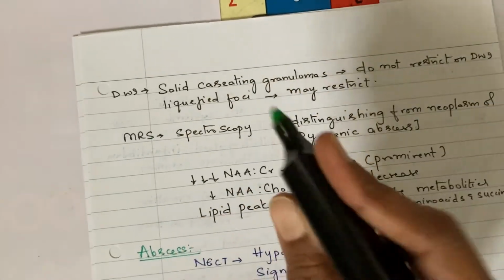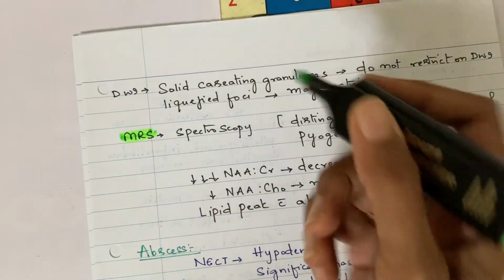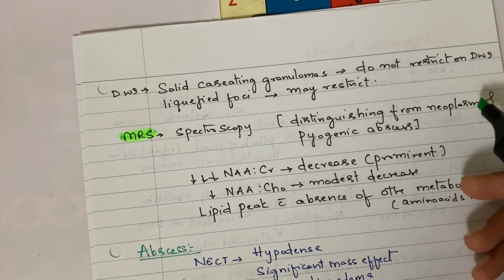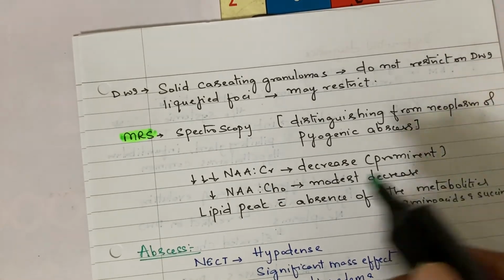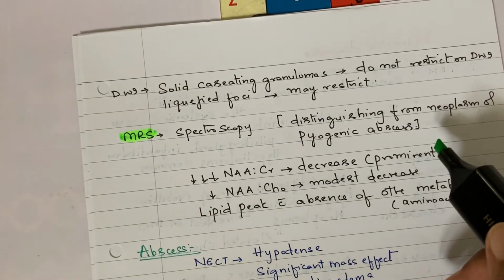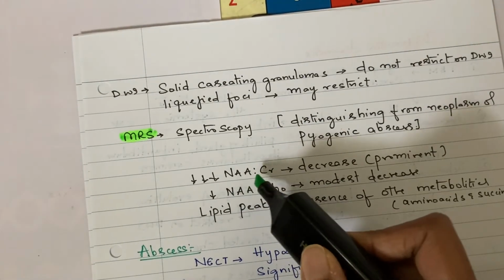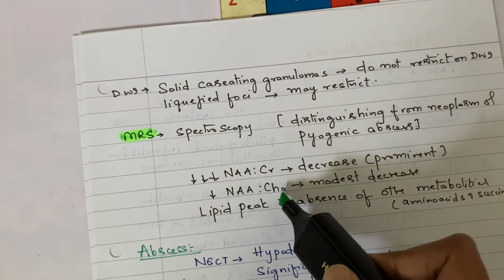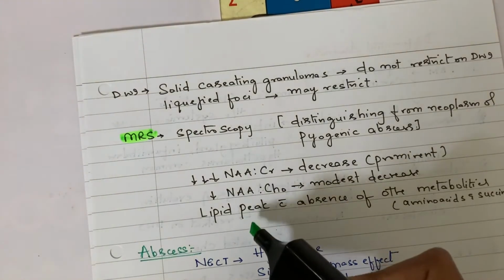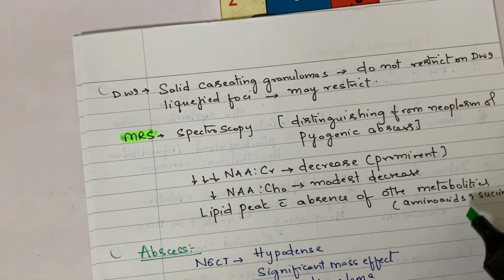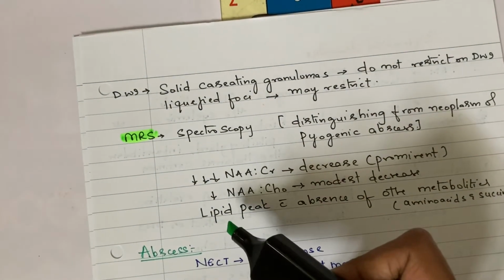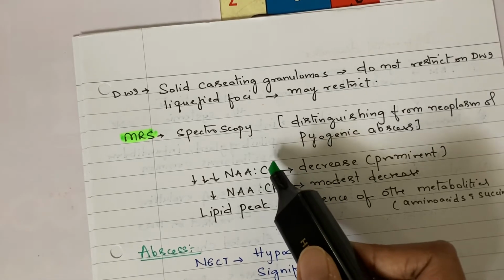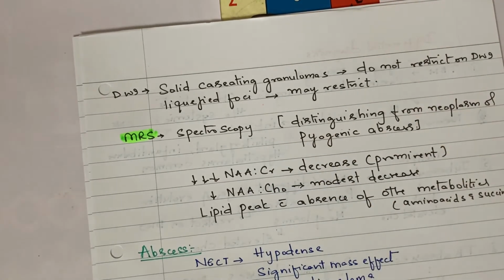On spectroscopy, spectroscopy is most important. It helps in distinguishing tuberculomas from neoplasms or pyogenic abscess. So in a TB granuloma, that is a tuberculoma, the NAA to creatine ratio will decrease very prominently. NAA to choline will show a moderate decrease. A lipid lactate peak will be present, with absence of other metabolites such as amino acids or succinate. Most important: lipid lactate peak, and prominent decrease in NAA to creatine. These are the manifestations of tuberculoma.